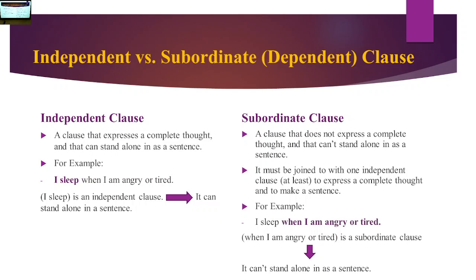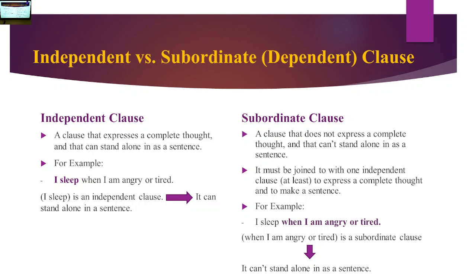While a dependent or subordinate clause has a subject and a verb, but it doesn't have a complete thought. That's why we cannot use it alone as a sentence, and that's why we have to join an independent clause with it in order to complete the sentence. So, for example, when you say, I sleep when I am angry or tired. When you say I sleep and stop, this is a complete sentence. It consists of a subject and a verb. I sleep. And this is an independent clause, okay?